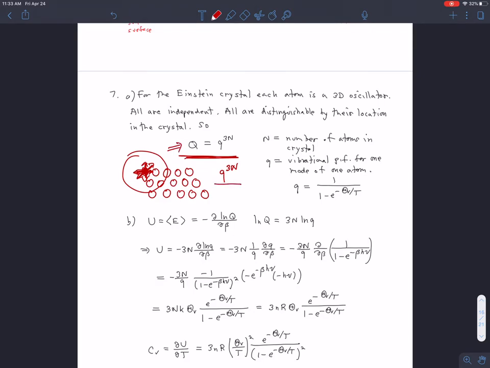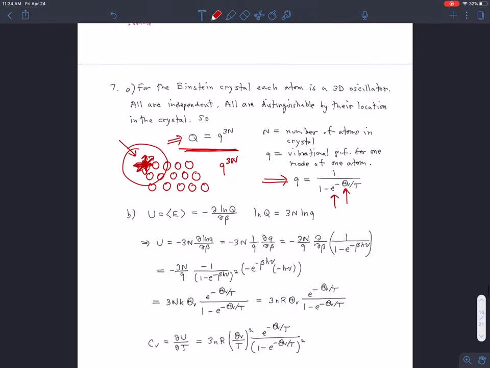Normally, for indistinguishable molecules, there would be an n factorial underneath this, but these are distinguishable. All these atoms are distinguishable because they're all stuck in one place. I can tell one atom from the other by its location in space, and therefore it's distinguishable, therefore no n factorial. Every one of the vibrational partition functions is just 1 over 1 minus e to the minus theta v over T, where theta v is the vibrational temperature, and it's assumed to be the same for every single atom.